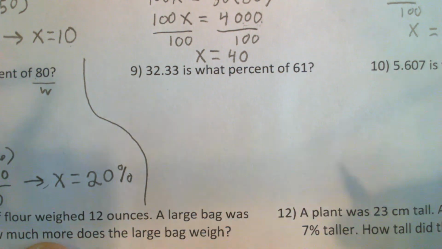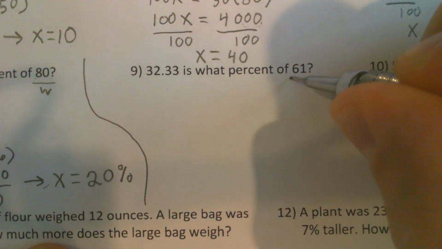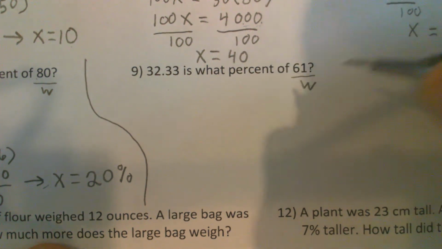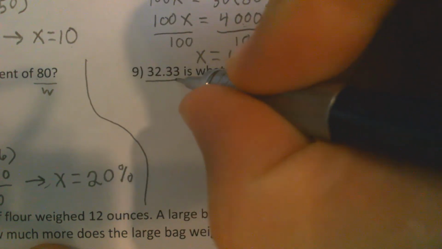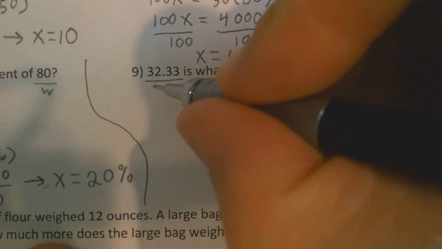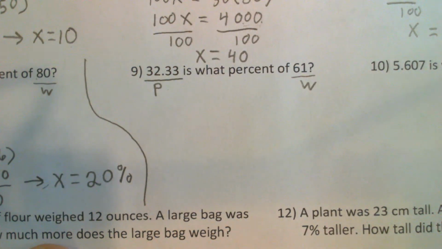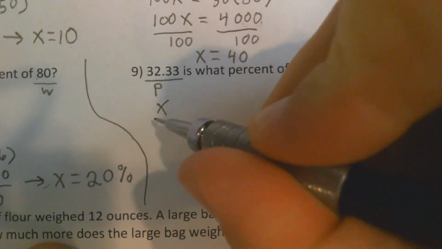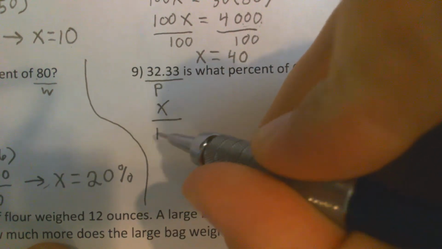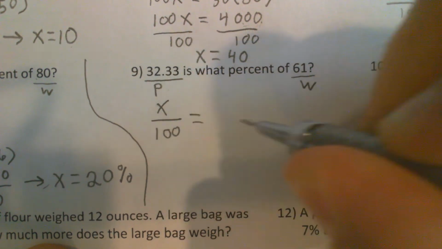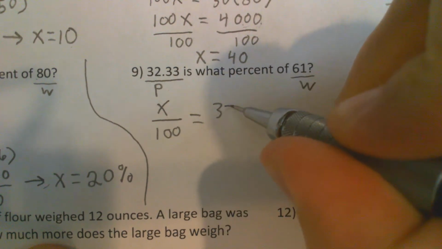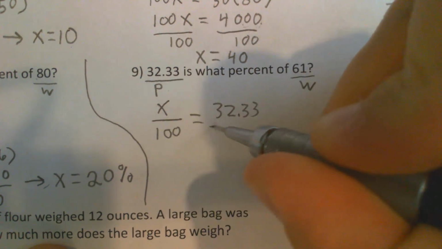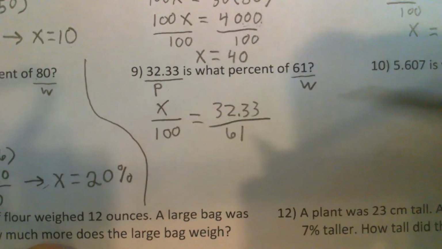32.33 is what percent of 61? I'm thinking that this is another part over whole. 61 is our whole number, and this is part of that number. Again, we're trying to find the percent. That would be our variable. Put it over 100. The part is 32.33. And the whole is 61.